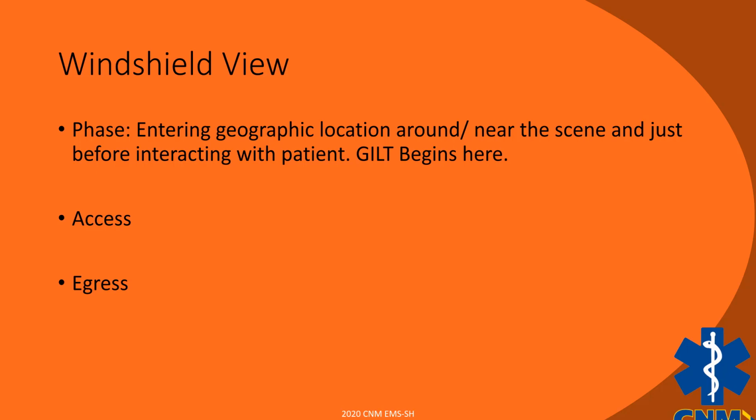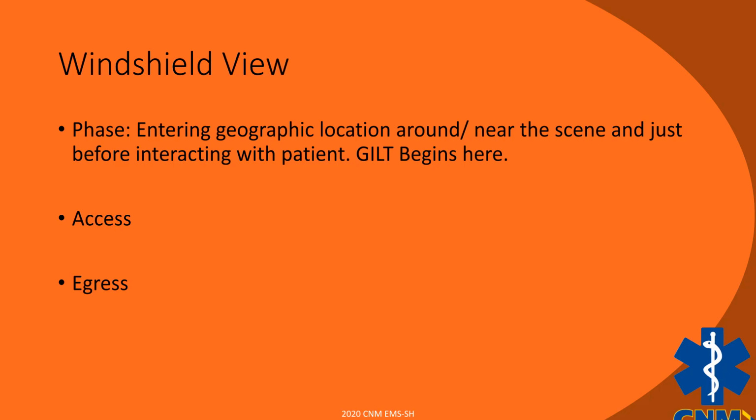Now we can enter into that phase called the windshield view. Generally this is the view in which you can first see the scene, not necessarily the patient, but you can see the scene. So your general impression of life threats is already going to begin here because you can get a sense of what severity the mechanism of injury is as you start seeing the scene unfold.